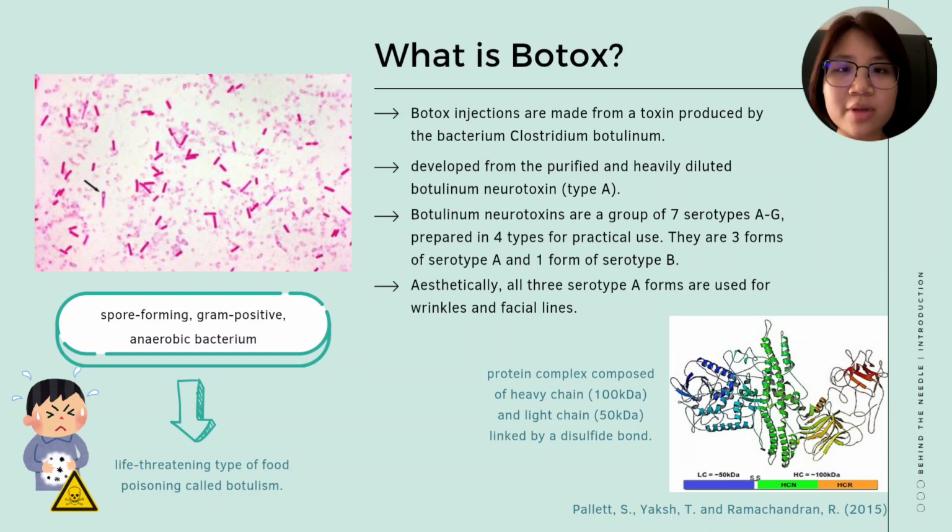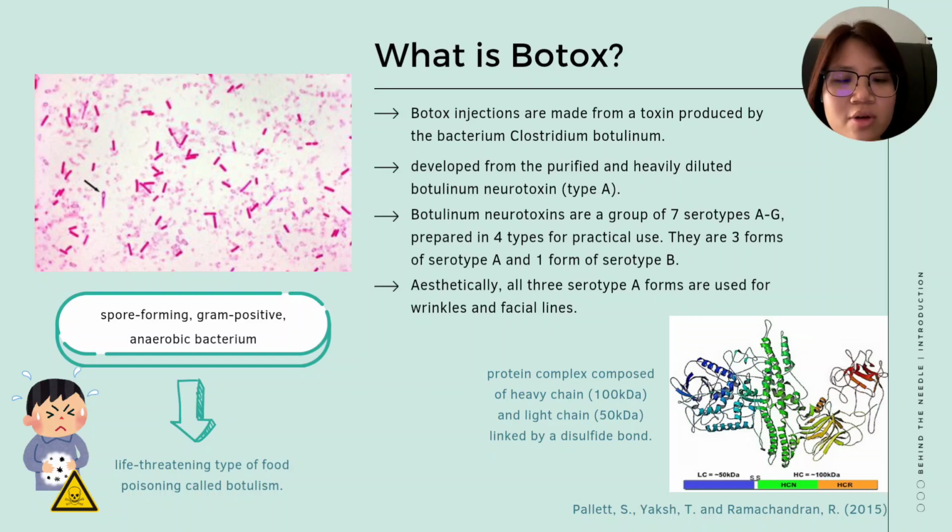Botox injections are developed from purified and heavily diluted botulinum neurotoxin type A. They are a group of 7 serotypes, A to G. 4 of them are prepared for practical use. They are 3 forms of serotype A and 1 form of serotype B. For aesthetic purposes, all 3 forms of serotype A are used for wrinkles and facial lines.